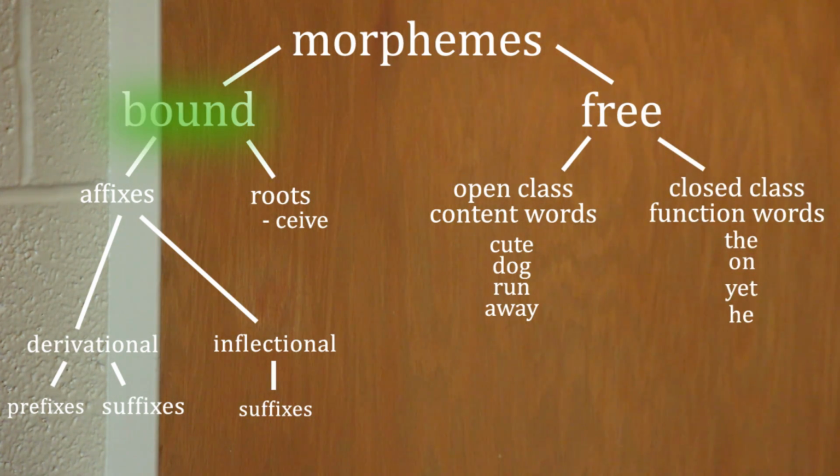Bound morphemes can be divided into two categories: affixes and roots. Bound roots, such as sieve, cannot be used by themselves. Affixes, in English, are the prefixes and suffixes that we add to the beginning or ending of a word, and are further divided into derivational affixes and inflectional affixes.